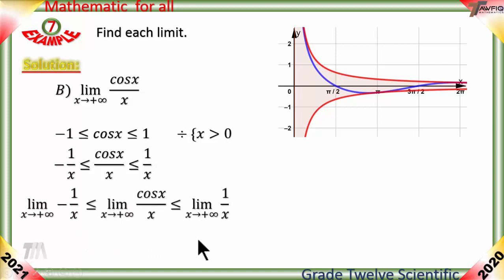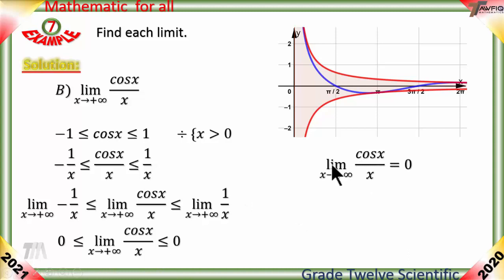After that, take the limit. It becomes 0 less than or equal to the limit as x approaches positive infinity of cosine x over x, less than or equal to 0. Because both sides are 0, the limit as x approaches positive infinity of cosine x over x is equal to 0, according to the sandwich theorem.